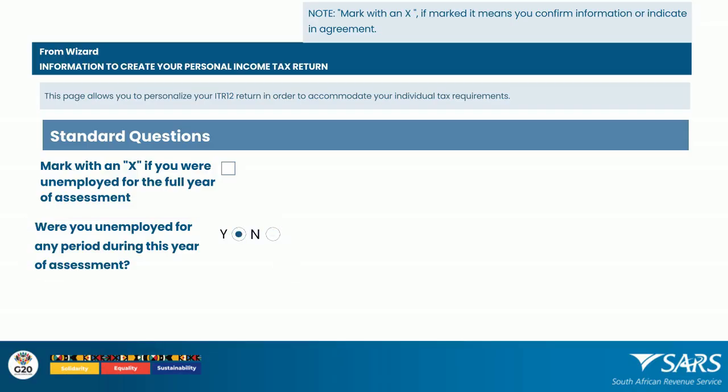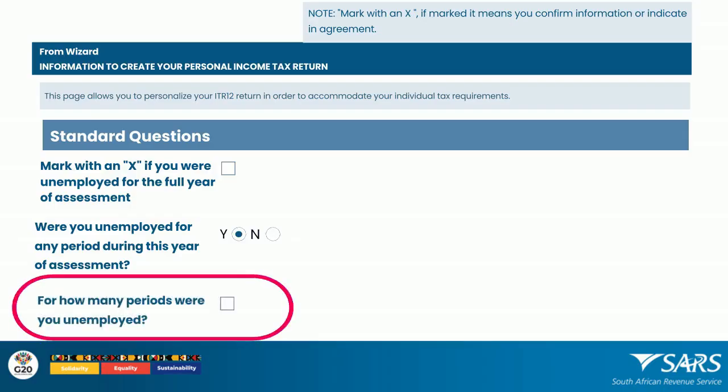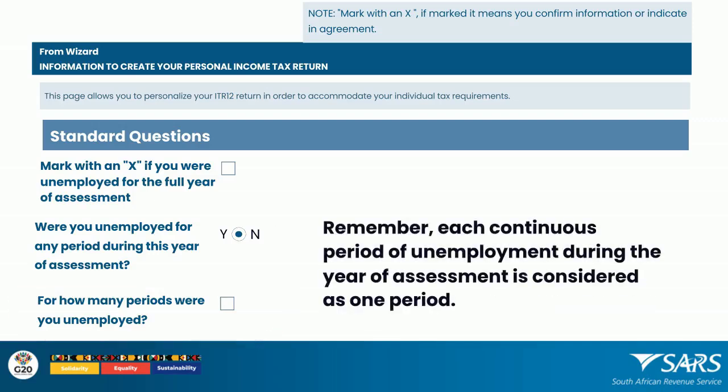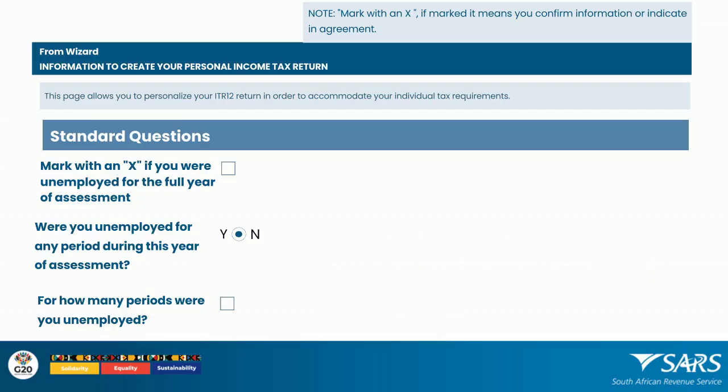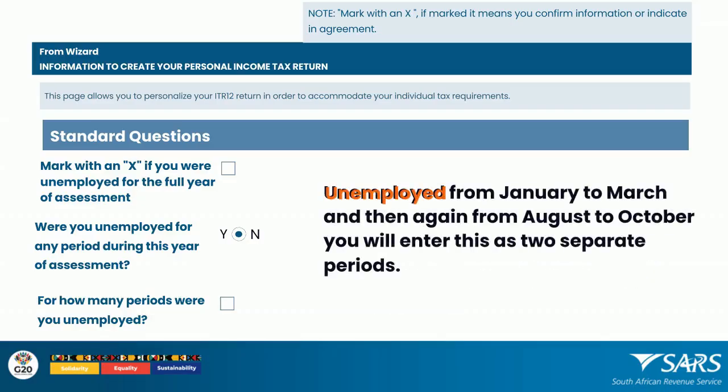If yes, the next question will be populated. Please indicate for how many periods you were unemployed. A maximum value of 5 is allowed. Remember, each continuous period of unemployment during the year of assessment is considered as one period. For example, if you were unemployed from January to March and then again from August to October, you will enter this as 2 separate periods.